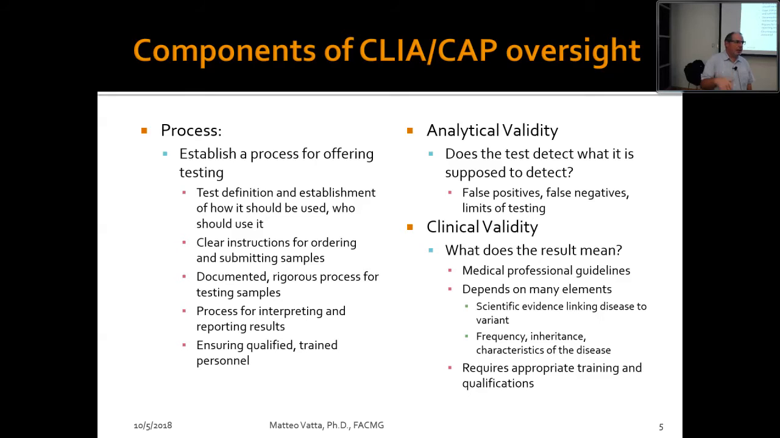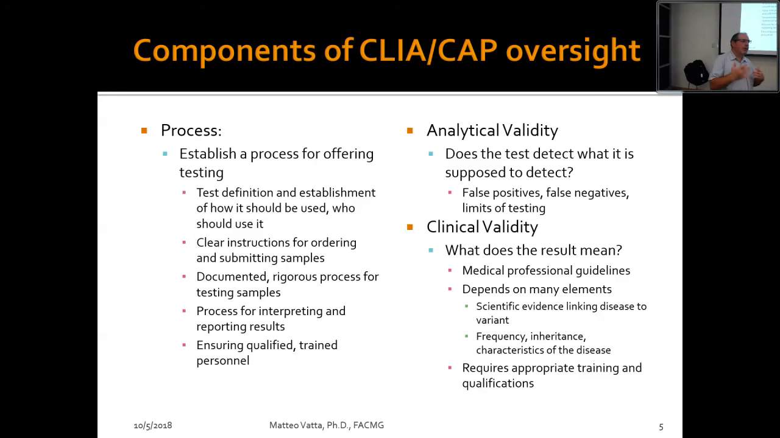As I said, the CLIA and CAP have some oversight of the clinical laboratory, and there are several items in which they have really very well-structured guidelines. One is the oversight over the process, so establishing a process for offering the testing. The laboratory needs to write down what we call standard operating procedures to offer a test, why they offer the test, and not only defining the type of test, if the test has multiple technologies to be used, they need to have clear instructions for ordering and submitting the test. It also needs to be stated if and when a test is required, when a test is recommended, or when a test is not recommended.